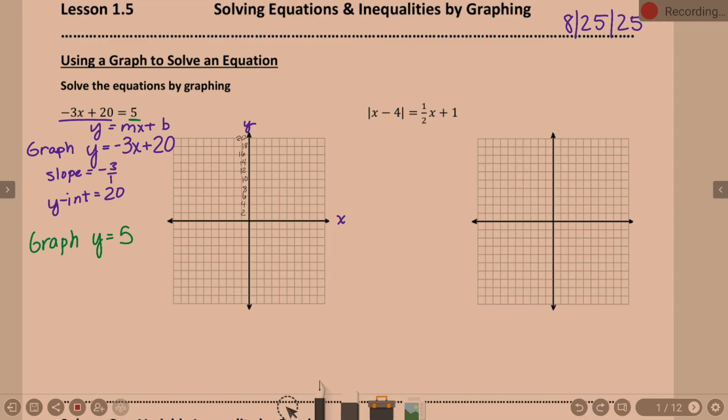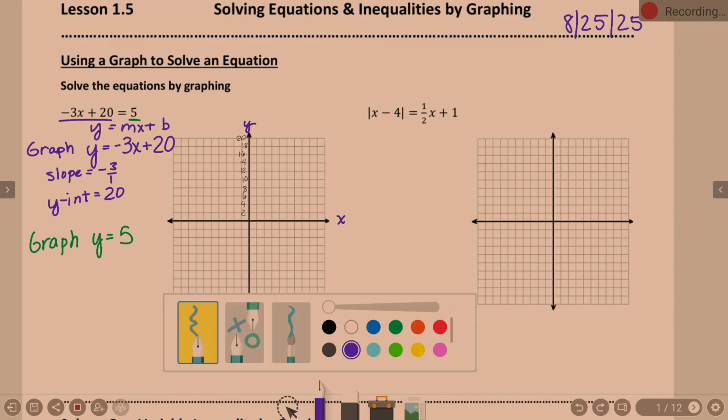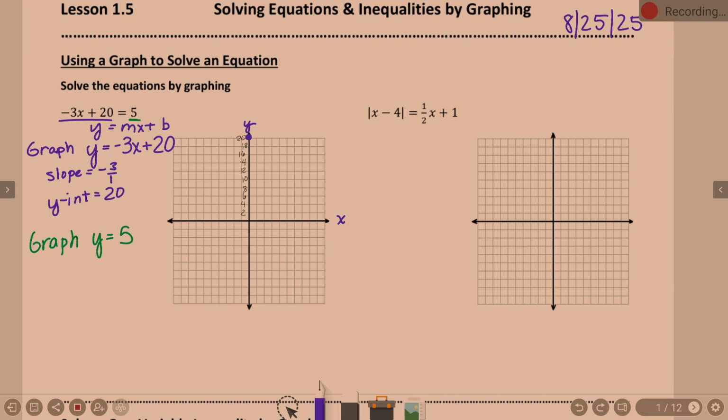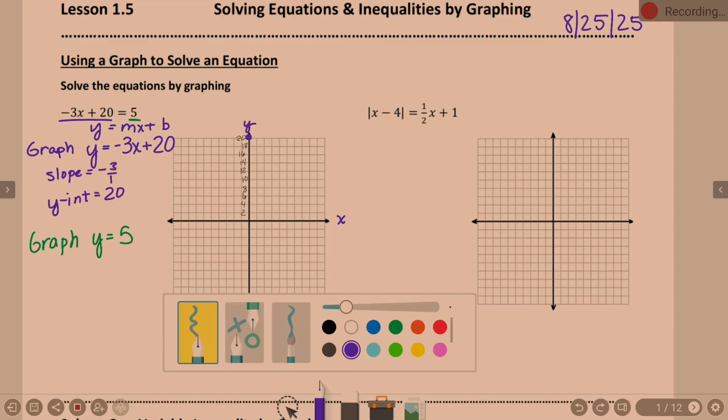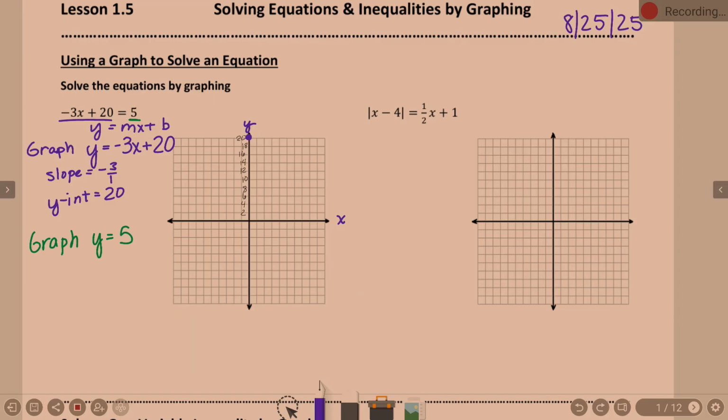The idea is I just need to be able to see what you're doing. I don't know if you guys can see my numbers. I made them kind of fine there. Okay, so a y-intercept of 20 means I'm going to be up here. Put your point on the 20. From there, what does our slope of negative 3 over 1 tell us? What's my phrase? Rise over run.